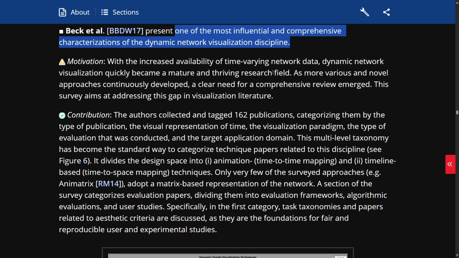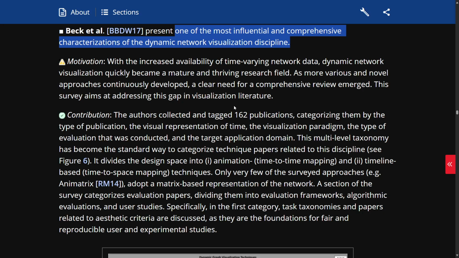As more various and novel approaches continuously developed, a clear need for a comprehensive review emerged. This survey aims at addressing this gap in visualization literature. Contribution: the authors collected and tagged 162 publications, categorizing them by the type of publication, the visual representation of time, the visualization paradigm, the type of evaluation that was conducted, and the target application domain. This multi-level taxonomy has become the standard way to categorize technique papers related to this discipline.